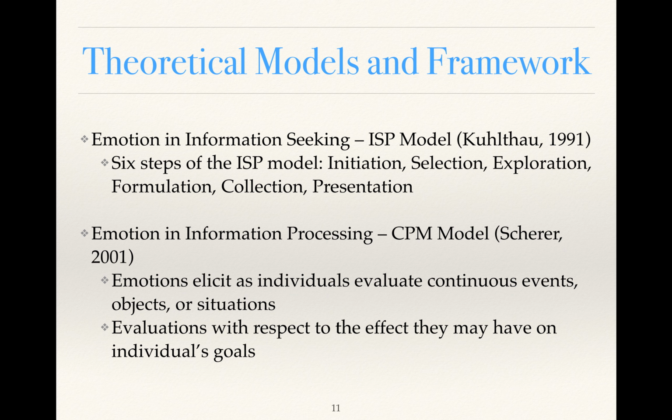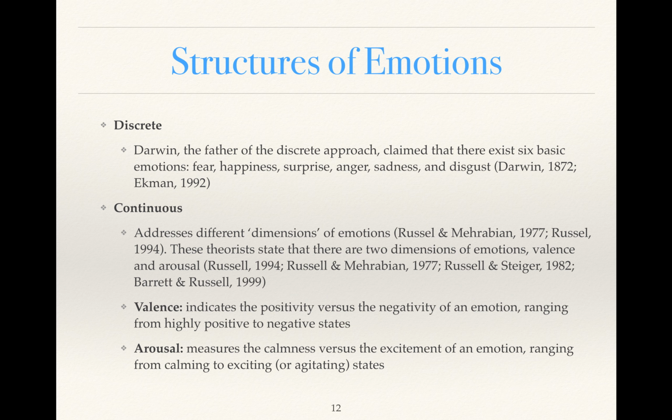Another model is Scherer's CPM model, on emotion and information processing. This is also very interesting because Scherer talks about not having very discrete emotions, but having continuous emotions, where you have different dimensions of emotion that I'll cover very shortly. So as I said, Scherer talks about continuous emotions, but there are also discrete emotions.